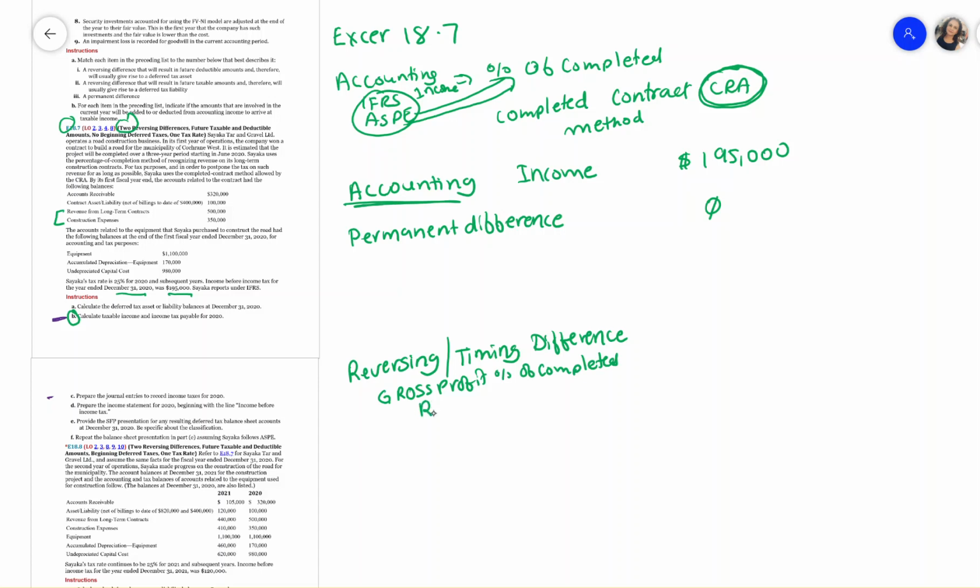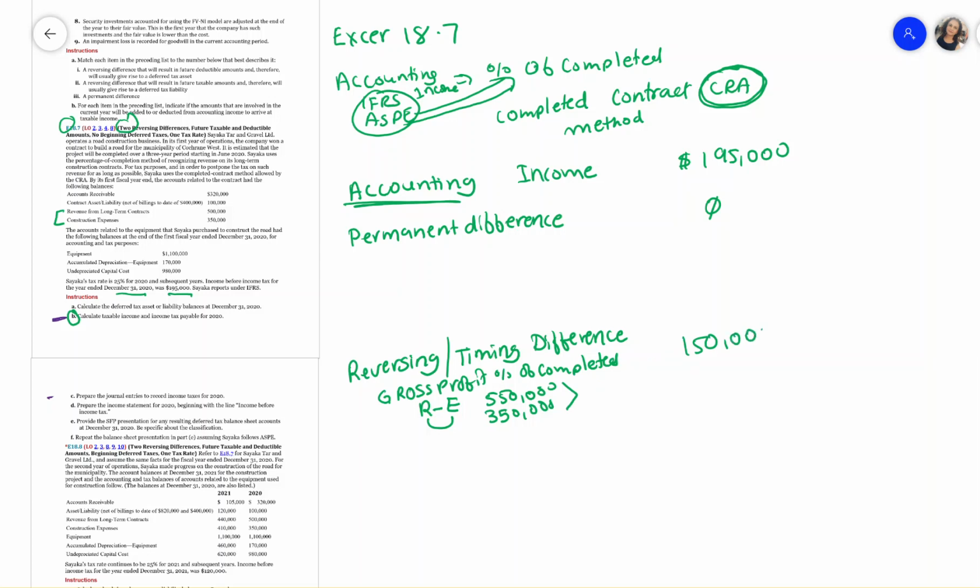In this case, you take the revenue minus the expenses. Anything that goes on the income statement, those are the only accounts that we're looking at at this point. So revenue minus expenses: our revenue was 550,000 and our expenses are 350,000. So in our accounting income, we would have a gross profit of 150,000.